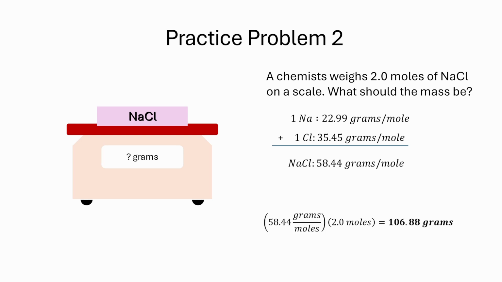Now, if you rearrange your units so you end up with grams on top, with the information that you have found and were provided, 58.44 grams for every mole, times your 2 moles that you measured out, you should end up weighing around 106.88 grams of sodium chloride.